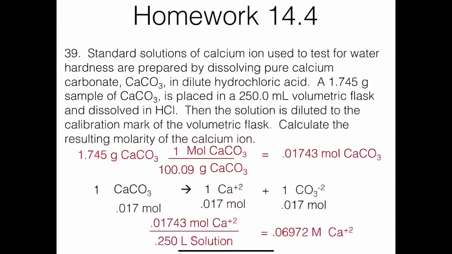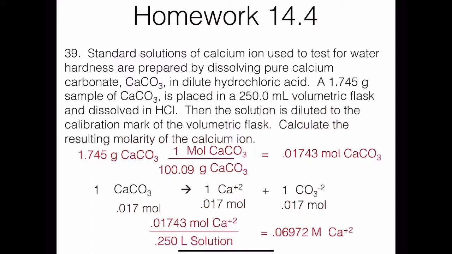In the second problem, standard solutions of calcium ion used to test for water hardness are prepared by dissolving pure calcium carbonate in dilute hydrochloric acid. 1.745 grams of calcium carbonate is placed in a 250 milliliter volumetric flask. Then the solution is diluted to the calibration mark of the volumetric flask. Calculate the resulting molarity.